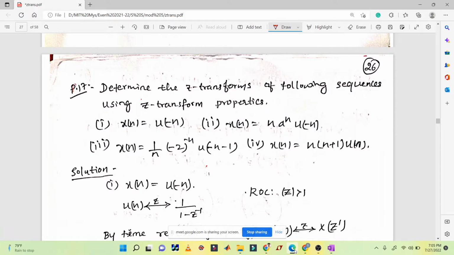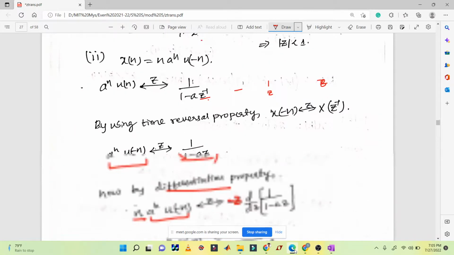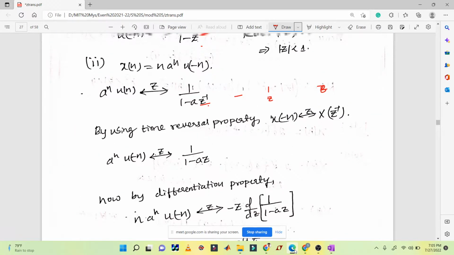First two problems we have already completed. That is the first one, u of minus n, that is time reversal property. Second one, time reversal, multiplication by the exponential, then differentiation. So these are the two problems. So the order we can change. First it is the exponential, then the time reversal, then differentiation. Okay.